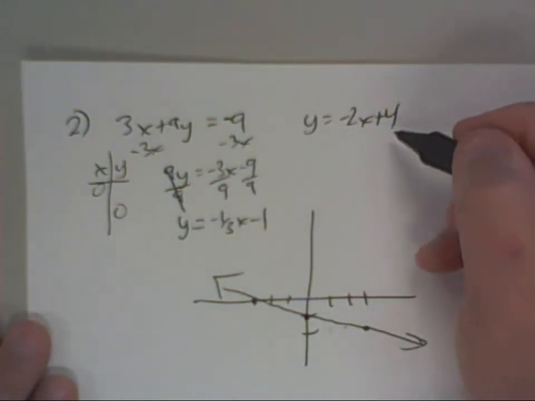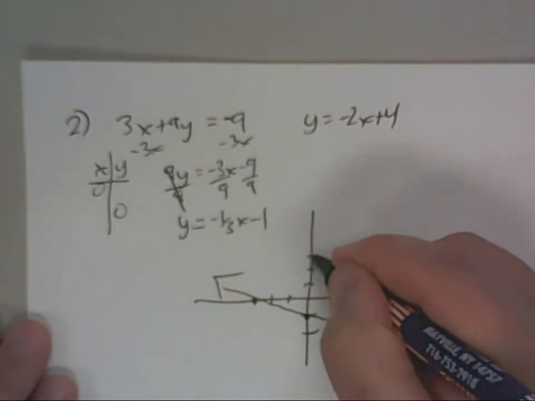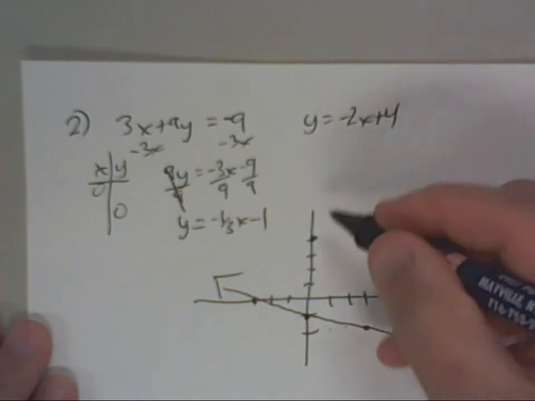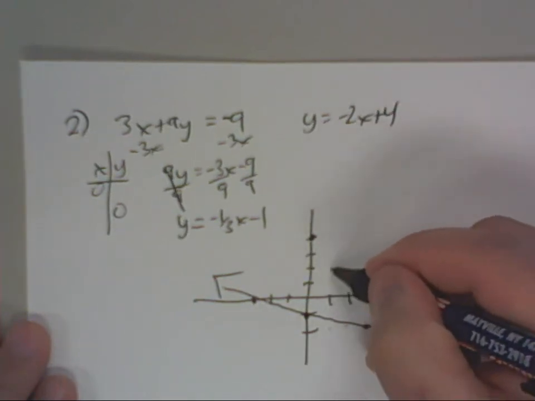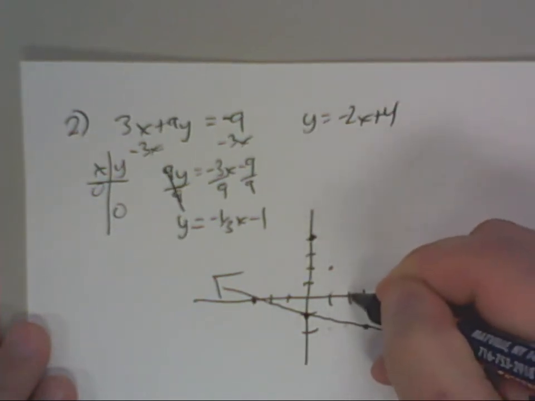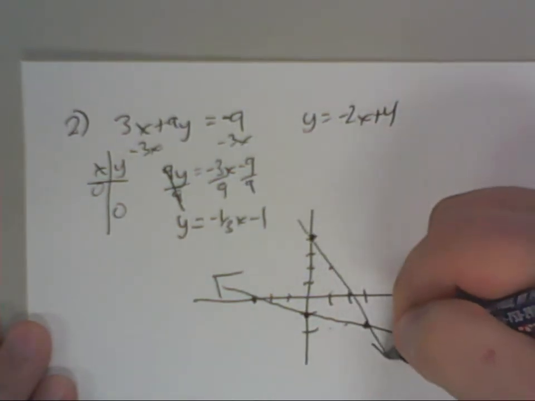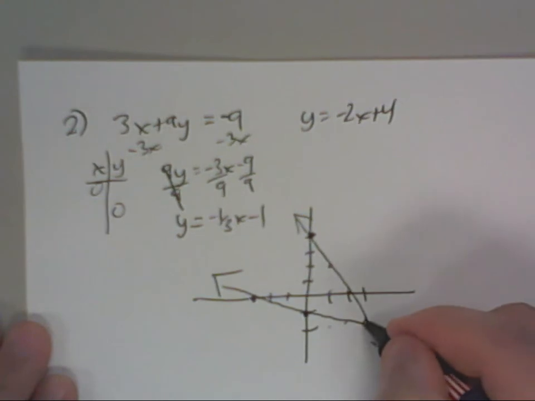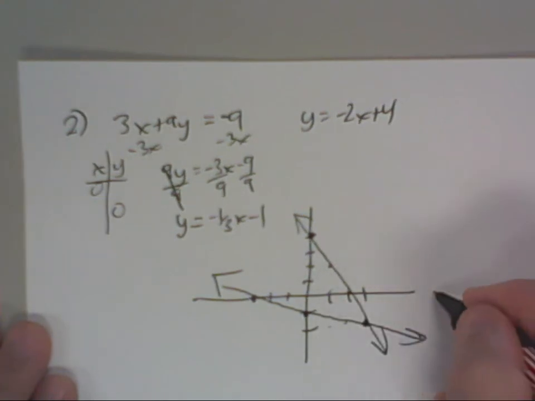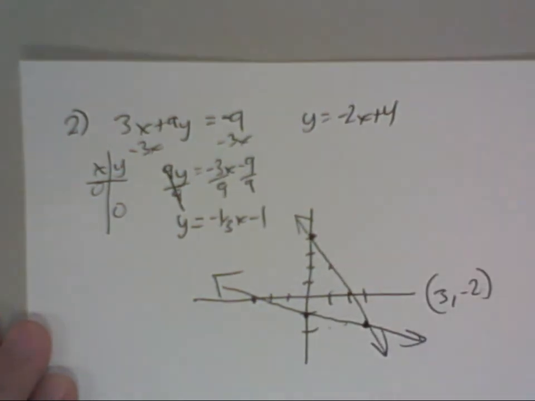If I graph this equation, my y-intercept is at 4. Slope is negative 2, so I'm going to go down 2 and over 1, down 2 and over 1, down 2 and over 1, and my line looks like this. This is an independent system that has a solution at the point 3, negative 2.